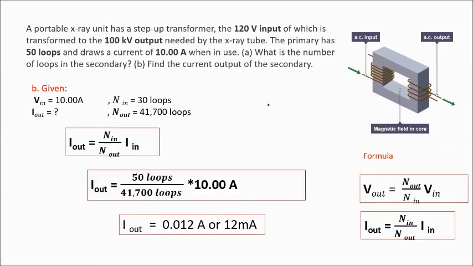Next is to find I out. So pwede ito, diretso na kayo plug in sa given, where our N out is the answer in letter A. So kung mali kayo doon sa computation ng N out, it would follow na magkamali rin kayo sa B. So be careful in your computation.